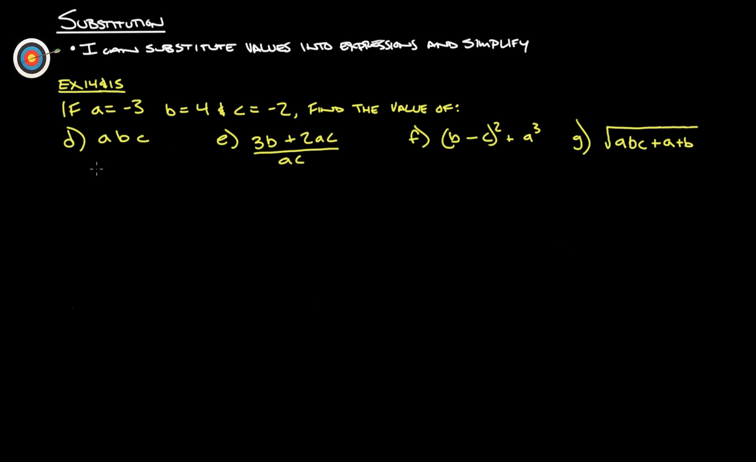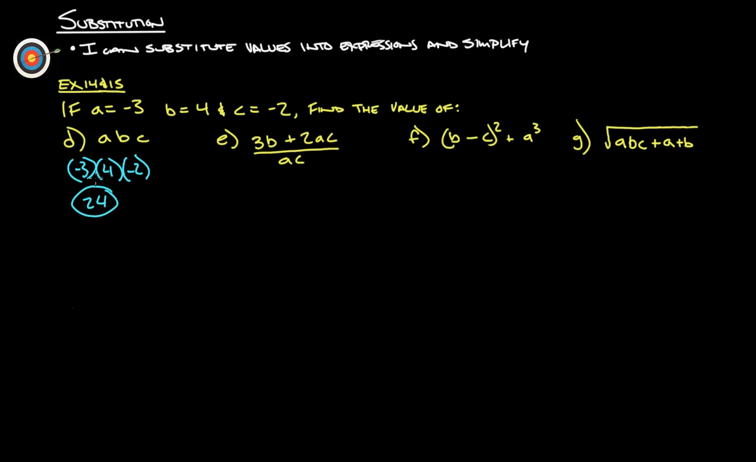A times B times C, with the same values for A, B, and C. So A is -3, B is 4, C is -2. So if I'm multiplying all these things, I've got a negative times a positive times a negative, so the two negatives turn into a positive. 3 times 4 is 12, times 2 is 24. So I know that's going to be positive 24.